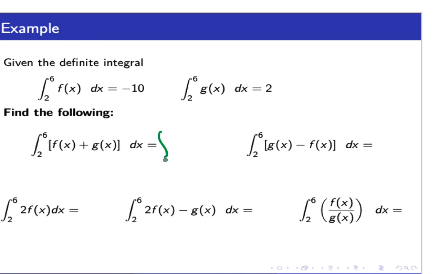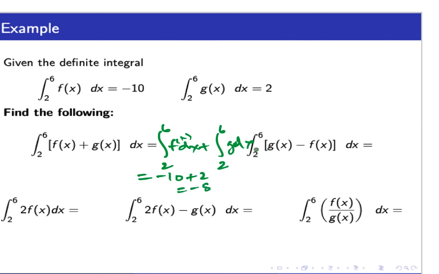Now, the first one is you want to find 2 to 6 of f(x) plus g(x). Basically, remember what it is? It is 2 to 6 of f dx plus 2 to 6 of g dx. I'm just trying to save space here. Remember that, guys, I'm just writing f and g because of a shortage of space. So 2 to 6 of f is what? Minus 10. And 2 to 6 of g is 2. So minus 10 plus 2, we get negative 8.